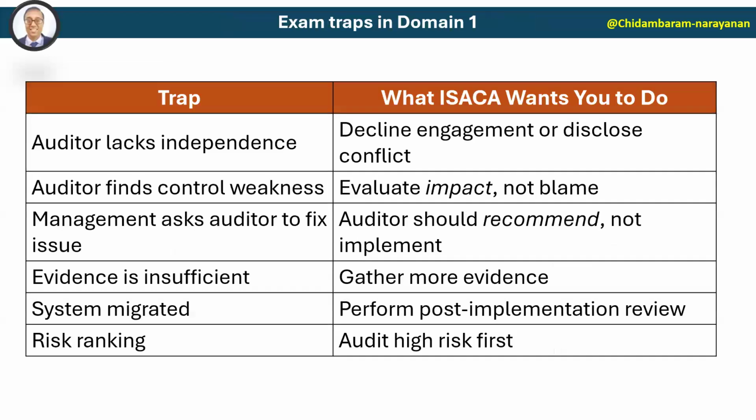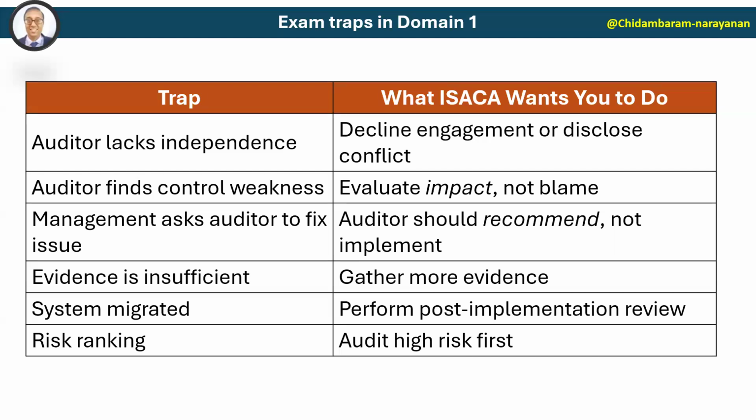So what are the exam traps? Exam traps include the auditor lacking independence, something which the auditor has done before. What should he do? Suppose he is already identified as not being independent, what should he do? He should typically decline the engagement or disclose the conflict. If he finds a control weakness, what should he do? He should evaluate the impact and not sit and blame somebody. If an option says somebody is getting blamed or fired, it is wrong.